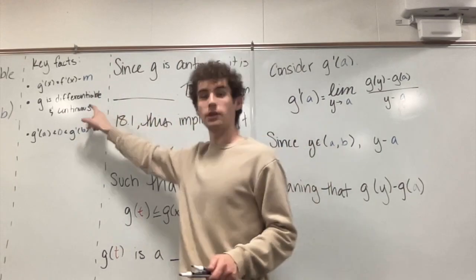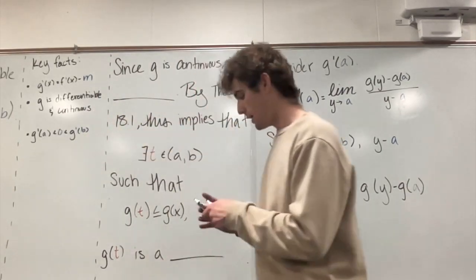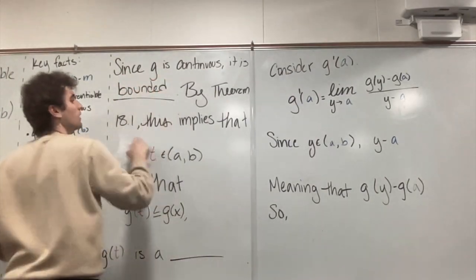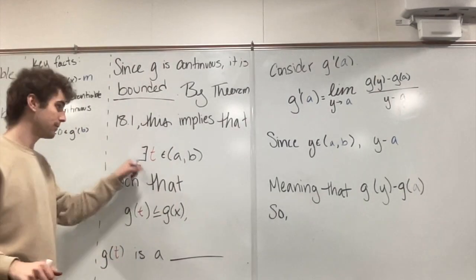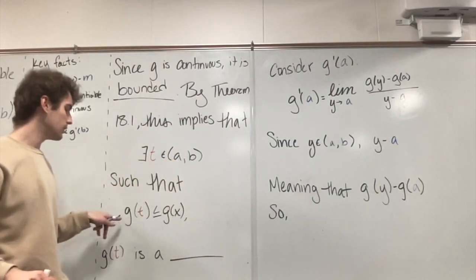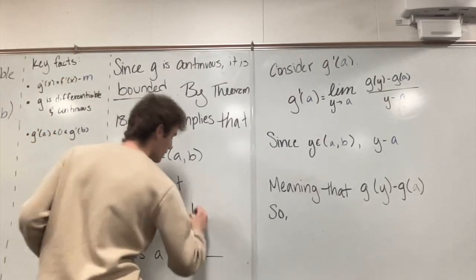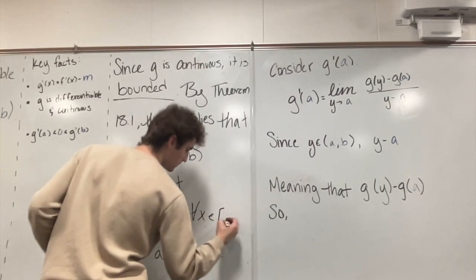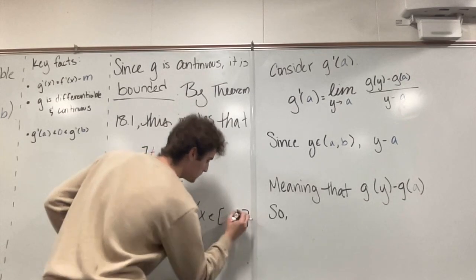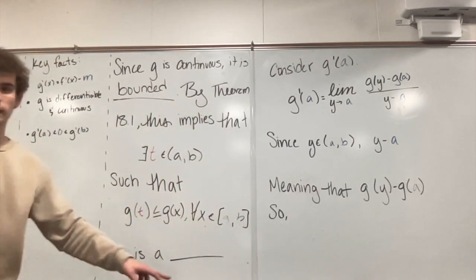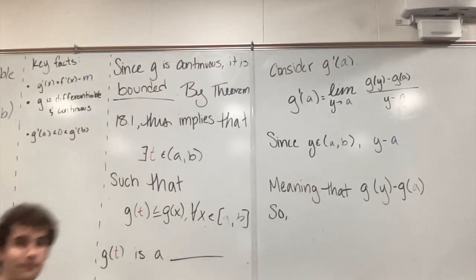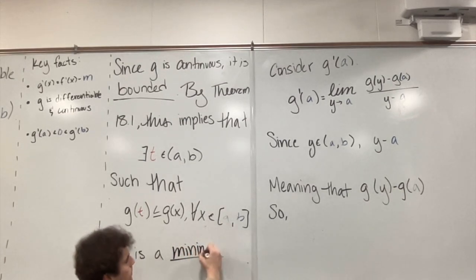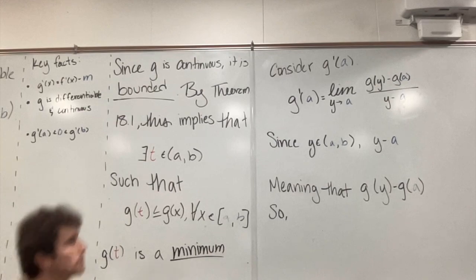So since g is continuous, as we showed earlier, it is bounded. And by theorem 18.1, this implies that there exists a t in between a and b such that g of t is less than or equal to g of x for all x in our interval, in between a and b. And by definition, this means that g of t is a minimum. All right, so we'll come back to this.